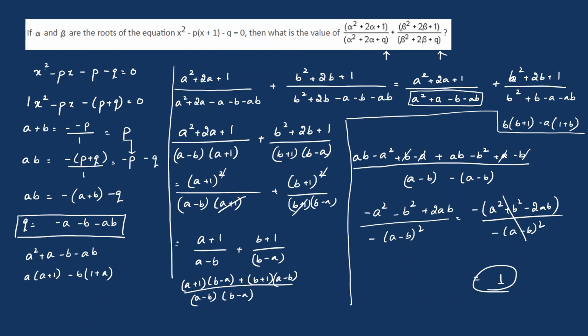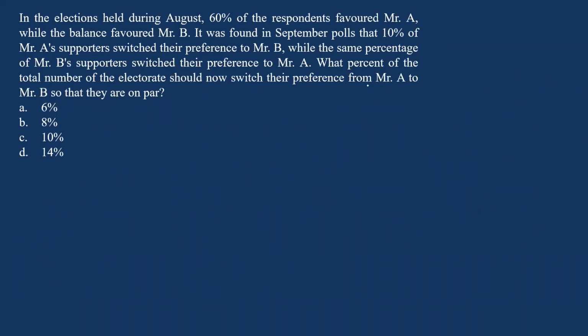Yep. So let's move to the next question here. So the next question says, yep, percentage question should be a very easy question. So this is from percentage, should be the fourth minimum question in the paper. In the elections held during August, 60% of respondents favored Mr. A, while the balance favored Mr. B. So in the month of August, 60x favored A and 40x favored B.